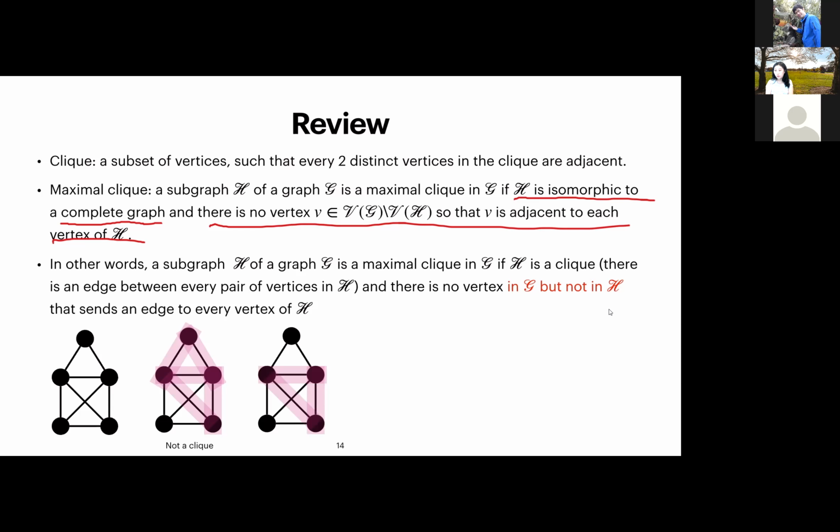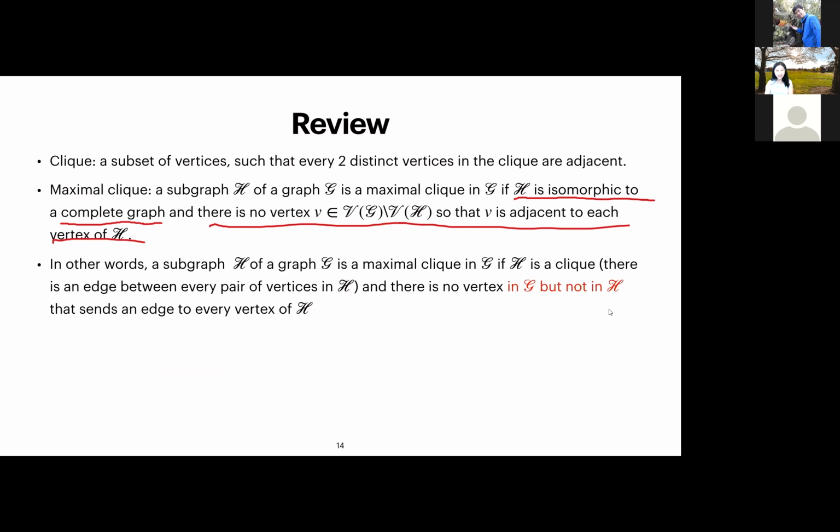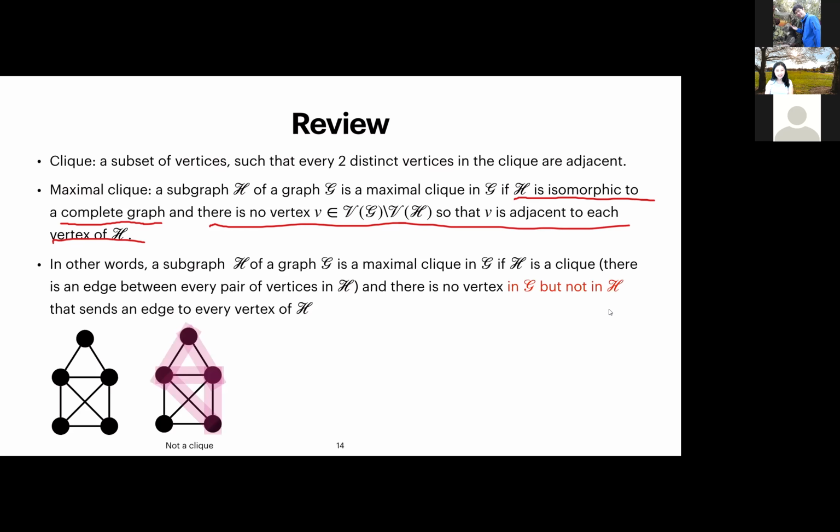Now, what about this one? Yeah, this is a clique, but okay, spoiler alert, is it maximum? I already said no. Why is it not? Because there is a node in G but not in H that is connecting to every node in H. So that's not maximal. Okay.